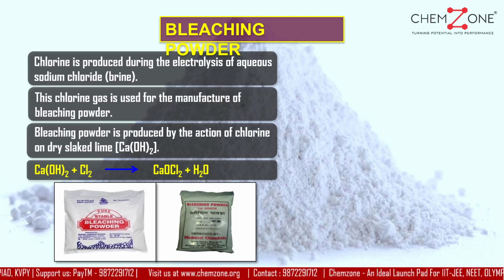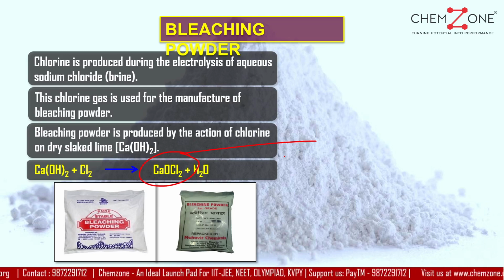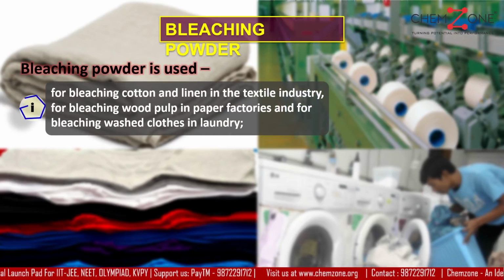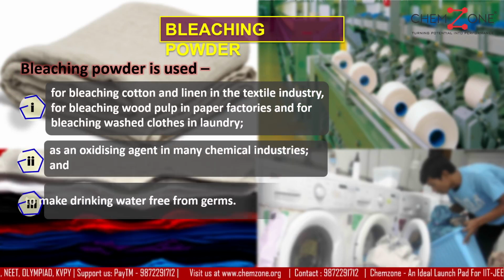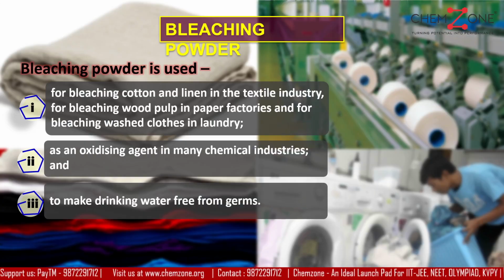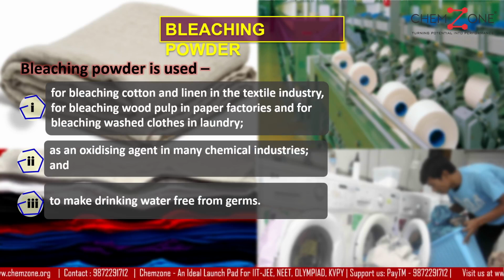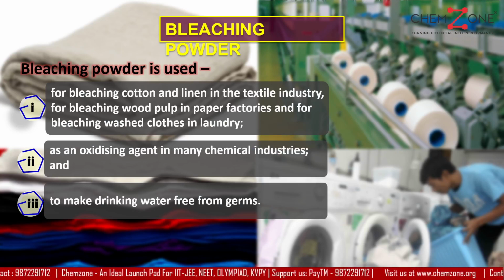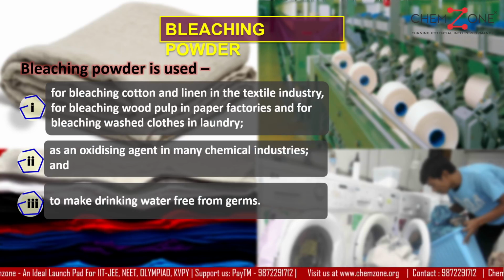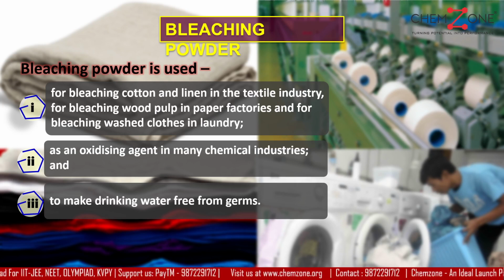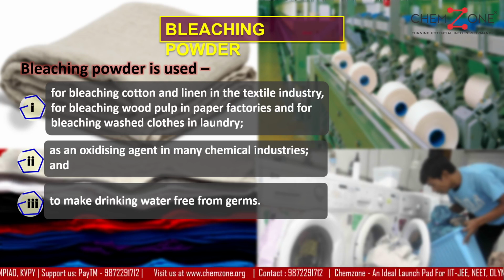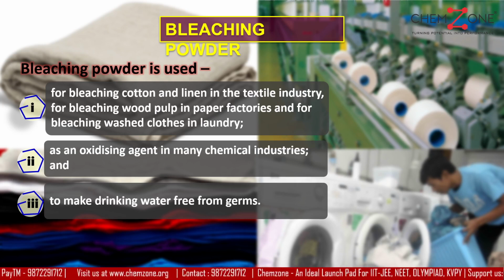Do you want to ask anything from here? No, sir. No doubts. Bleaching powder is CaOCl2, right? Yes. What is the use of the bleaching powder that I'm showing here? Oxidizing agent, making drinking water free from germs, bleaching cotton and linen in the textile industry.